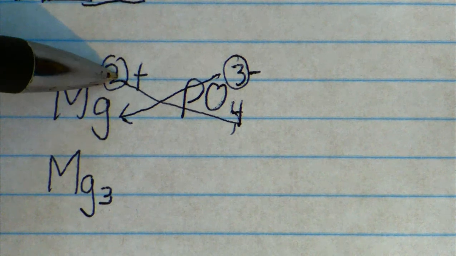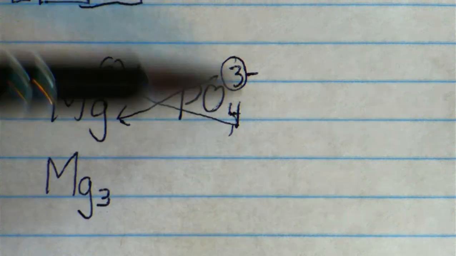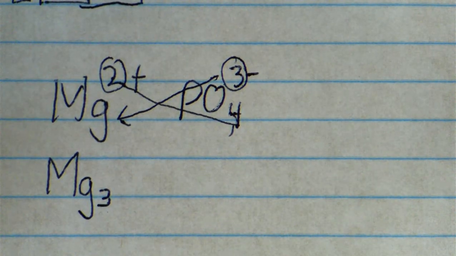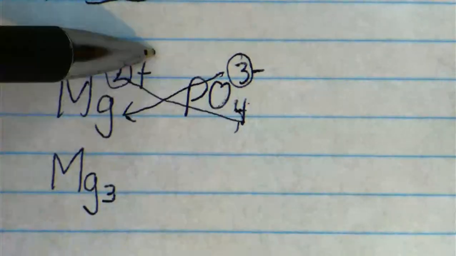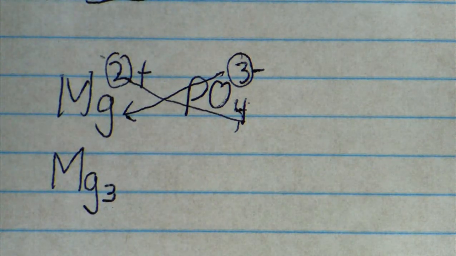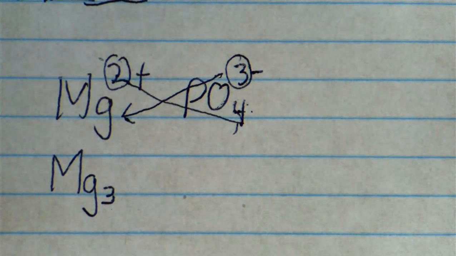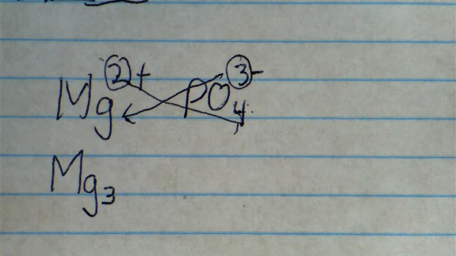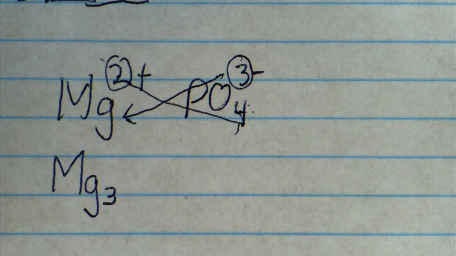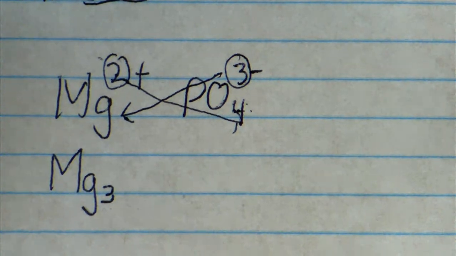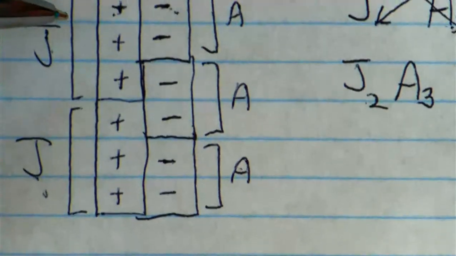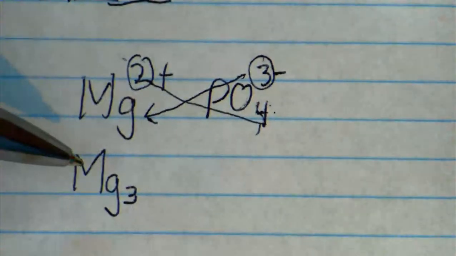What do I do with this 2 if there's a 4 there already? Should I multiply them and make this an 8? No. Should I put the 2 after the 4 so that it looks like 42? No. How about in front of the 4? No. What I need to do is to show that I'm using 2 groups of phosphate polyatomic ions.